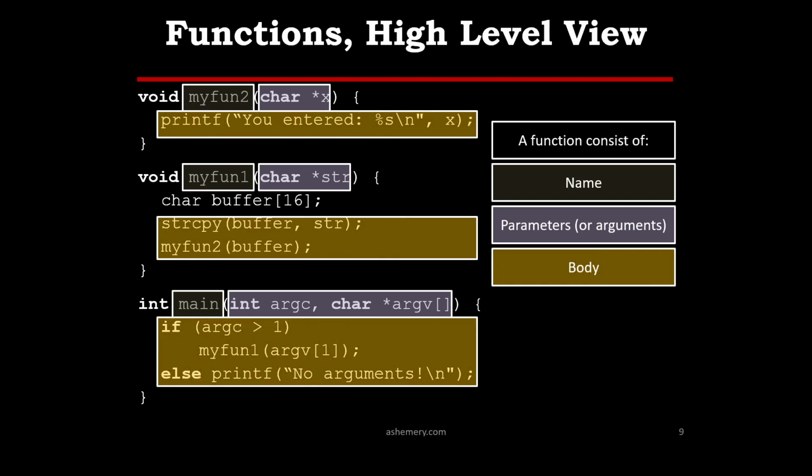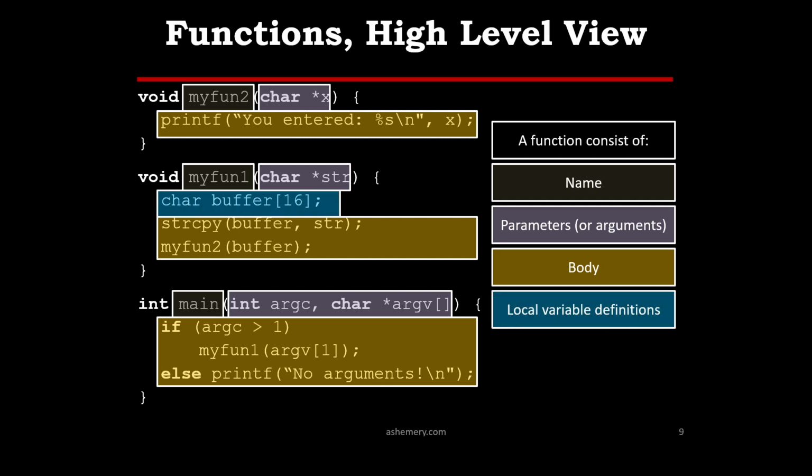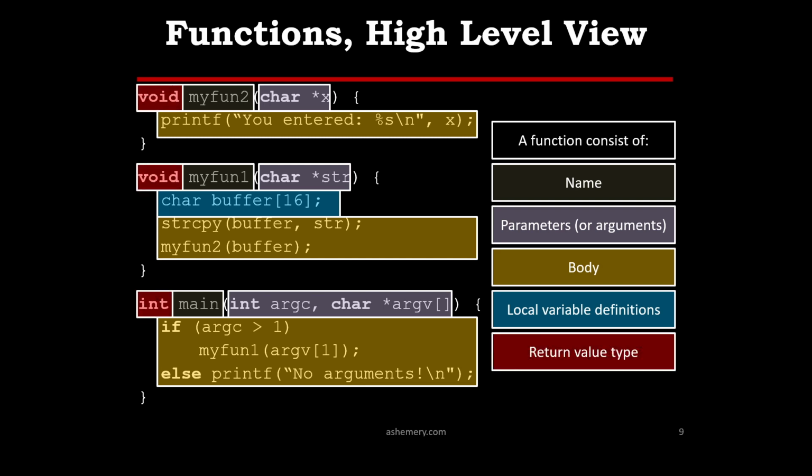Now this is the body of the function. Each one of these, whether main, myfun1, or myfun2, has a body. And then at the end, these are the local variable definitions. As you can see here, only myfun1 in this example has local variable definitions. And then these are the return values. When the function finishes its work, it has to return something back. So main is going to return an integer, and myfun1 is going to return nothing. So this is the return type that's going to be returned by this function.